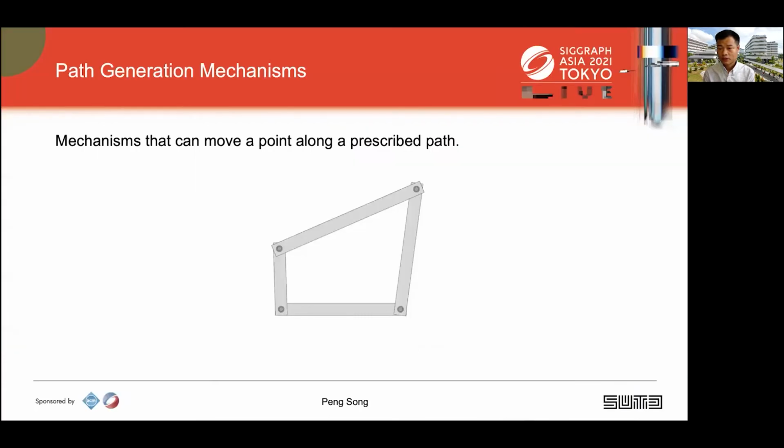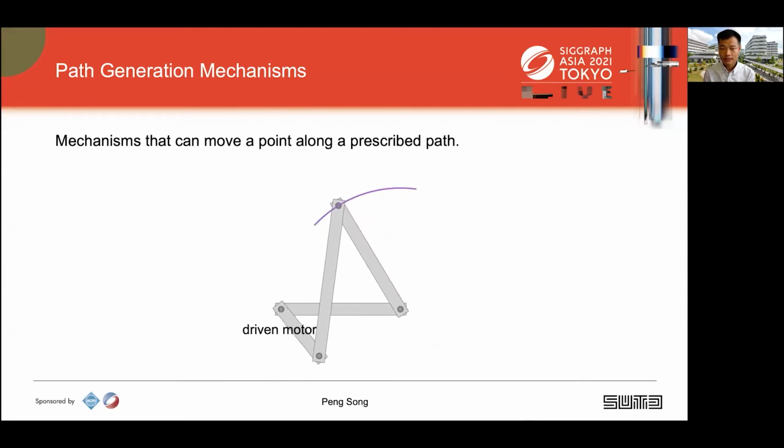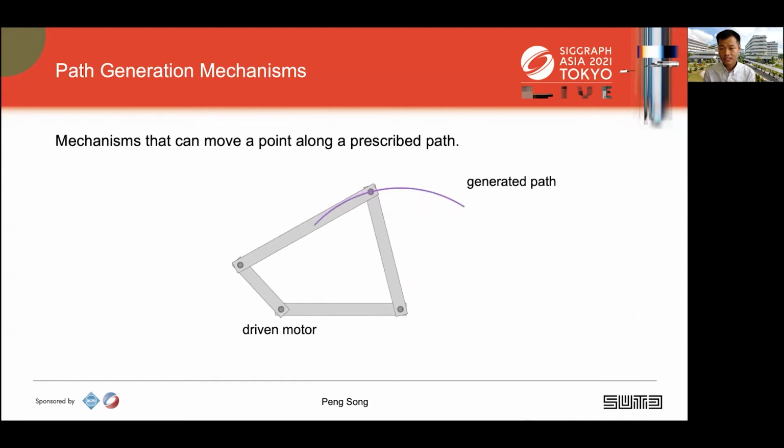In this research, we focus on path generation mechanisms, which are mechanisms that can move a point along a prescribed path. Here we show an example, which is a 4-bar linkage. When the left bar is driven by a single motor, the endpoint of the right bar will generate a path. See the arc in purple.